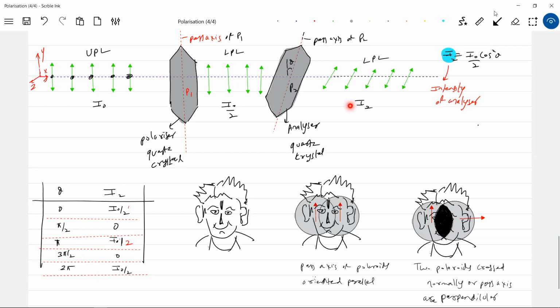Already I told you, when unpolarized light passes through a polarizer, it will become I naught by 2. When you bring two polaroids, where theta is the angle between P1 and P2, we'll get this equation. Malus law, very, very important. So what is I naught by 2? Intensity of linearly polarized light.